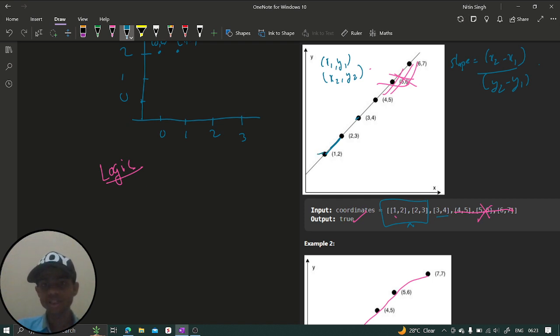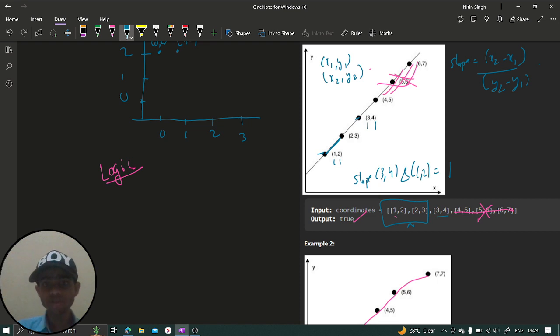So if we are going to calculate, this is x1, y1, and this is x2, y2, right? So we can say (3 minus 1) divided by (4 minus 2), right? Which is nothing but 2 divided by 2, which is equal to 1. So we can say the slope between (3, 4) and (1, 2) is 1, right? So we have got the slope between these as 1.